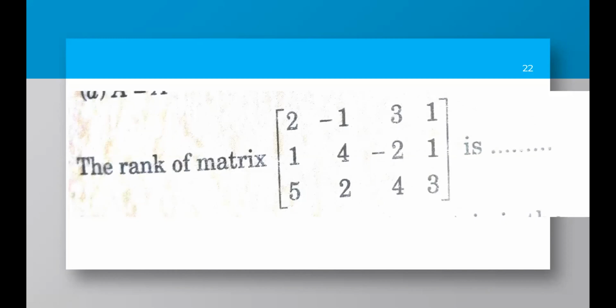What is the rank? 2. 2, sir. Others, is it 2? The answer is 2 only, right? Others, how much are you getting?